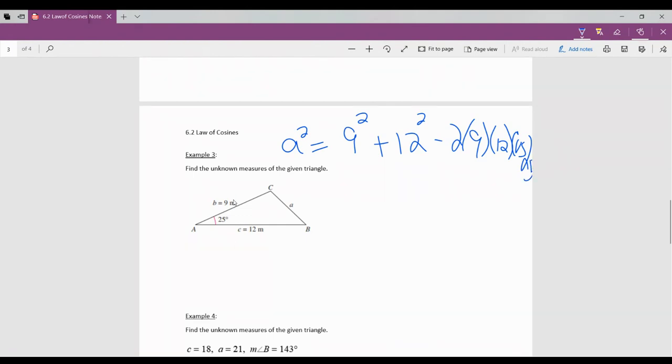All right. So we're going to have a squared equals. Okay. So I'm going to do 9 squared plus 12 squared minus, now I'm going to put this next set in parentheses, 2 times 9 times 12 times cosine of 25. Close parentheses, close parentheses. And I'm going to hit enter. And I get a squared equals 29.2375.